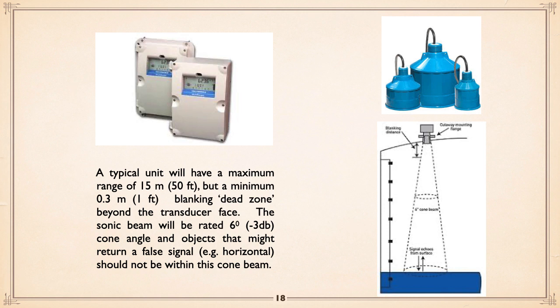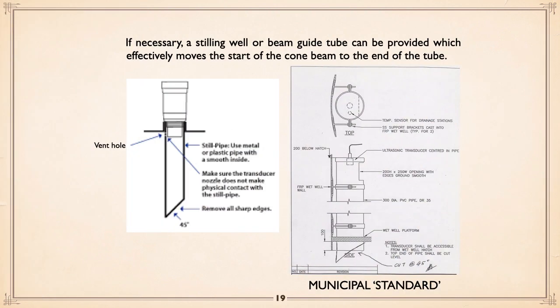And there's a collection of different transducers that you can get. The one we used at the time was called Miltronics, which was bought out by Siemens. They made some changes, none of which I object to, so Siemens. If necessary, a stilling well or guide beam tube can be used to move the start of the cone beam to the end of the tube.